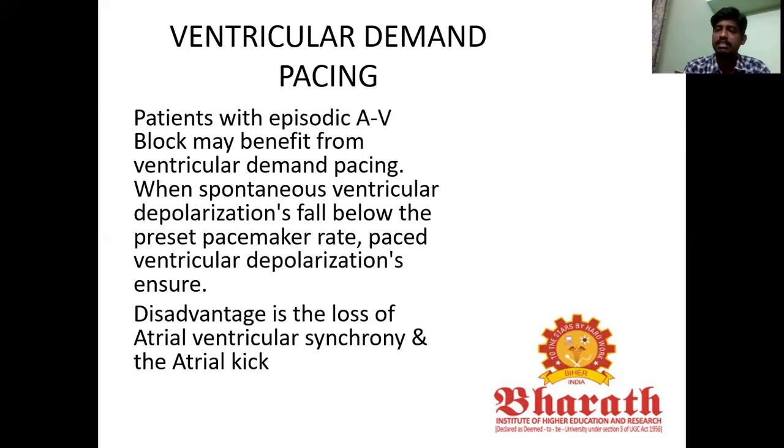What is the main disadvantage of this type of demand pacing method? It is the loss of atrioventricular synchrony and atrial kick. These are the main disadvantages of ventricular demand pacing.